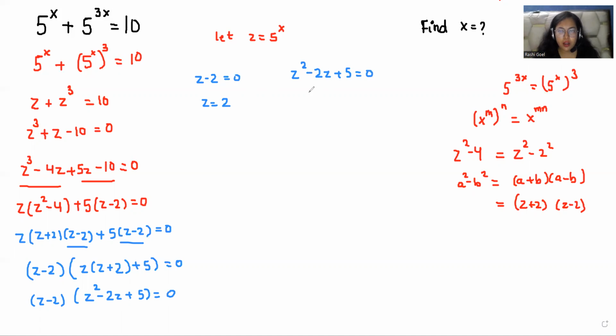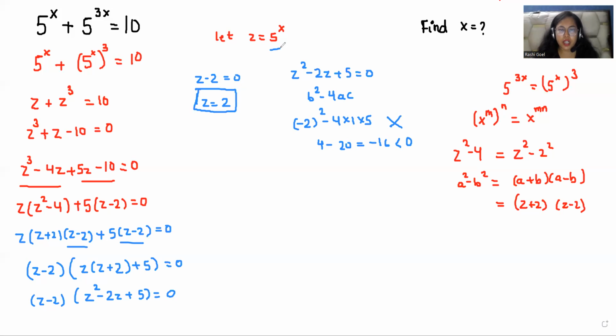We can use the discriminant b square minus 4ac to find the roots. So here b is the coefficient of z, a is the coefficient of z square and c is the constant. So b square means minus 2 square minus 4 times 1 times 5. So minus 2 square is 4 minus 20, that is minus 16, which is less than 0. So this can't be our answer. So now the value of z is 2.